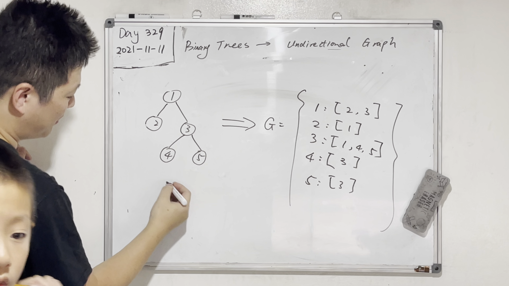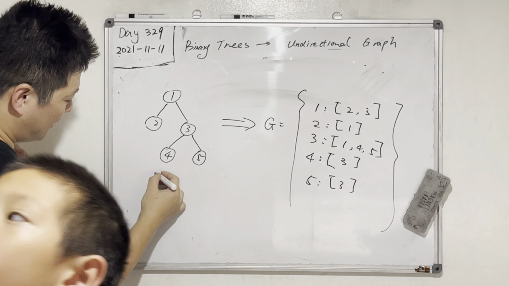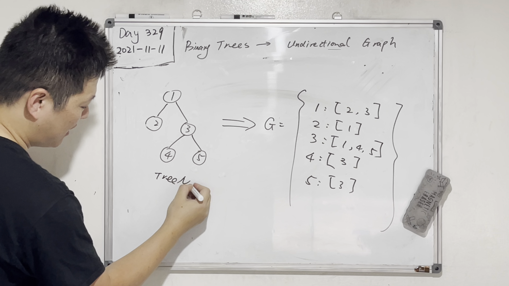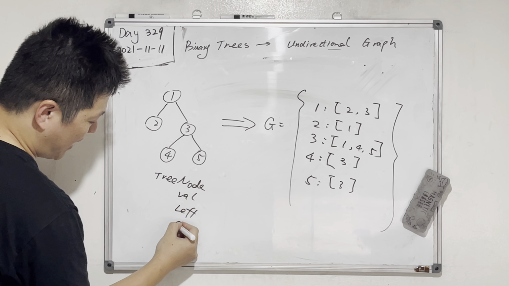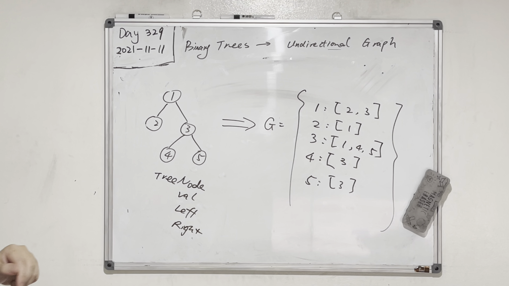For a binary tree, you can use the thing we just said. Each tree node has a value, has a left, has a right, okay? But before we do this, this is one kind of tree structure. And how about the edges? Like let's say we have a list of edges. This is the list of edges.